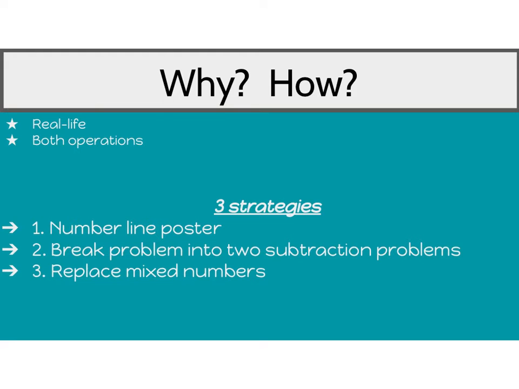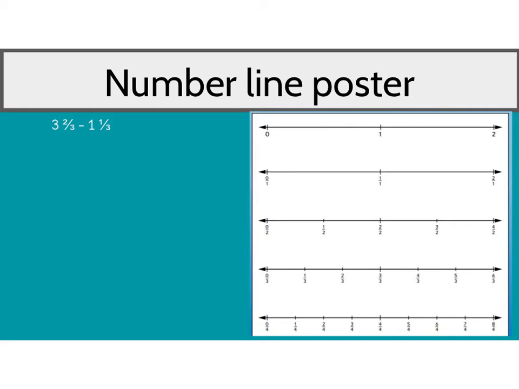So let's take a look at the three strategies that we are going to talk about and use. Our first strategy is using a number line poster. Our second strategy is to break the problem into two subtraction problems. And our third strategy is to replace mixed numbers with fractions that are larger than a whole. Let's get started with our first strategy, the number line poster.